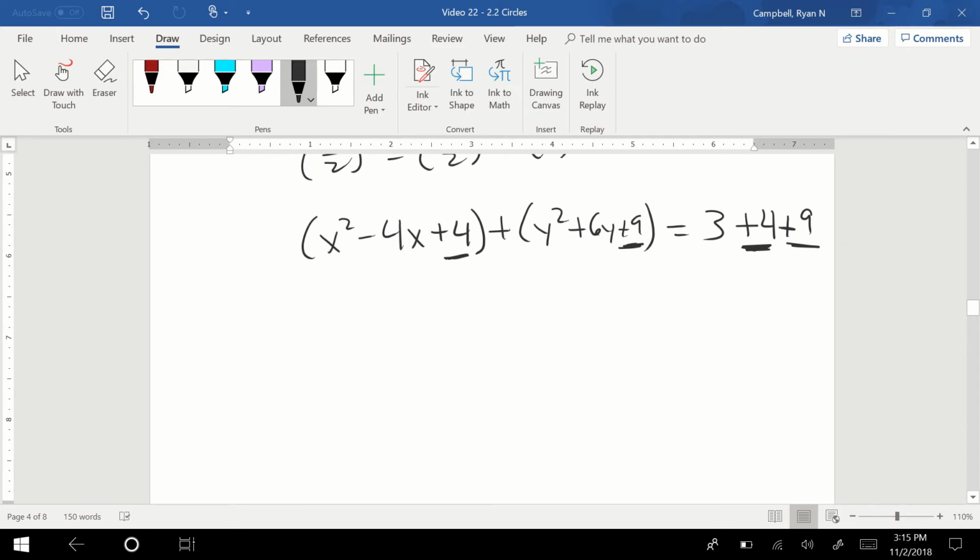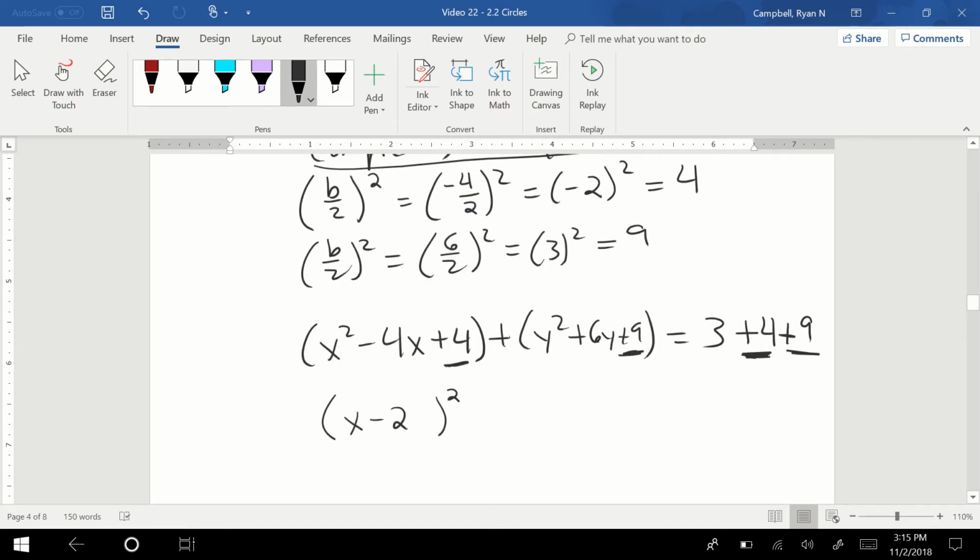All right. So now, how are we going to do this? What two numbers multiplied get you 4 and add to get you negative 4? We see that's going to be negative 2 and negative 2. So that's going to be x minus 2 squared. Funny enough, that's what we get when we did b divided by 2. We got that number, right? That will always work, actually.